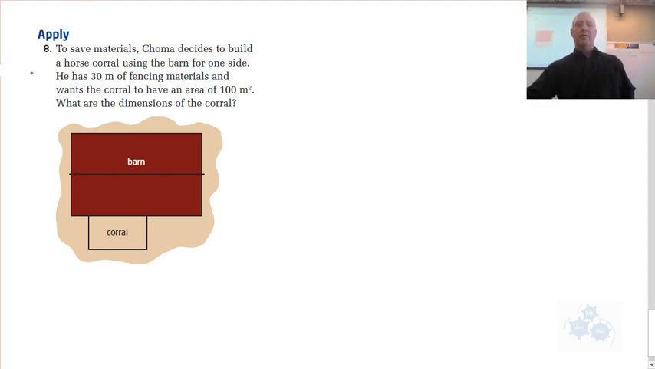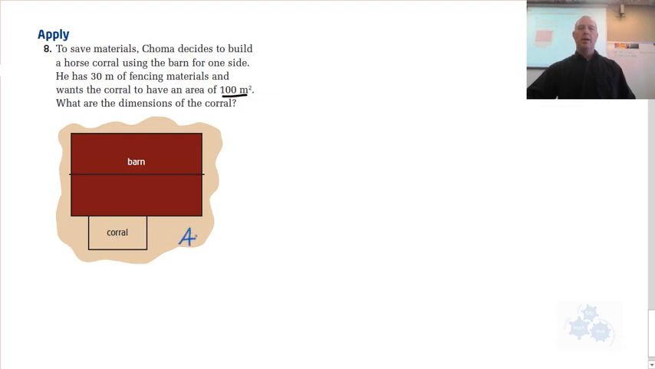To save materials, Coma decides to build a horse corral using the barn for one side. He has 30 meters of fencing materials and wants the corral to have an area of 100 meters squared. What are the dimensions of the corral? This is very similar to one we did in the last chapter. Remember that one that was an area question and involved different lengths of materials and unknown dimensions? Very similar to that one. So it's going to be the same type of question, and you're going to have new ways to solve it. As long as we get a picture of what's happening here, here's the corral.